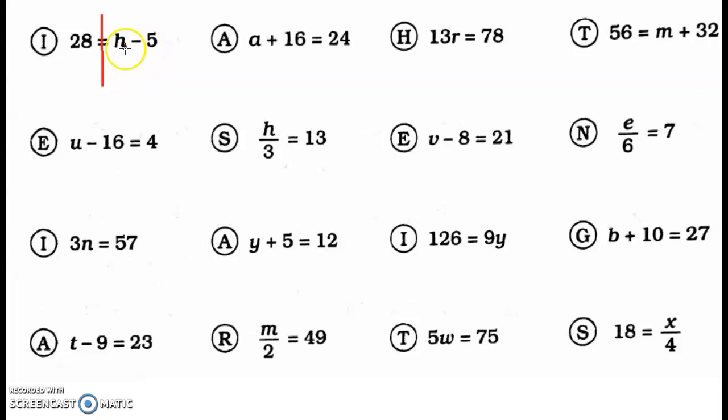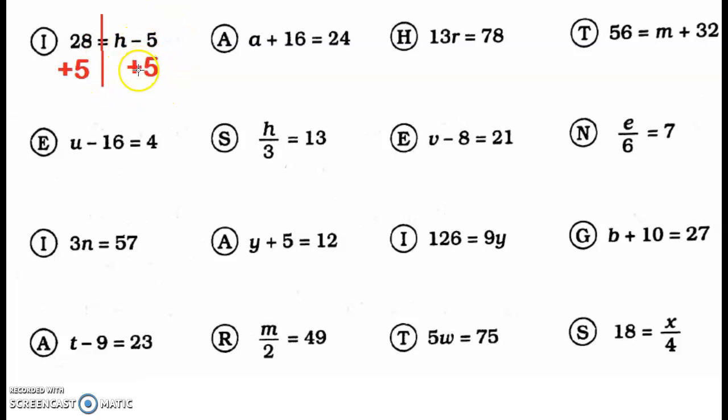If I have h minus 5 and I want to get h by itself, I have to do the opposite of the minus 5, which would be plus 5, right? Okay, so if I do plus 5 over here, I'm going to have to do plus 5 on the other side as well, because you have to keep this equation balanced, which is why I have that line down my equal sign.